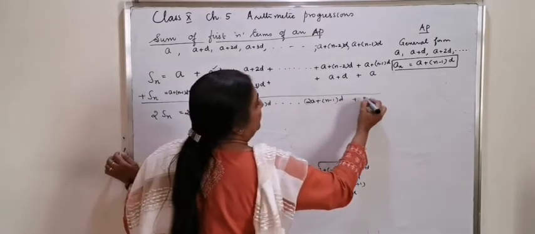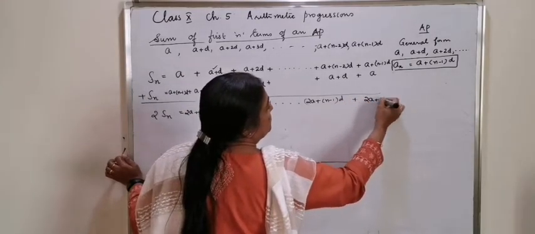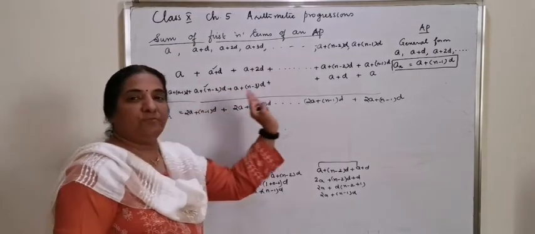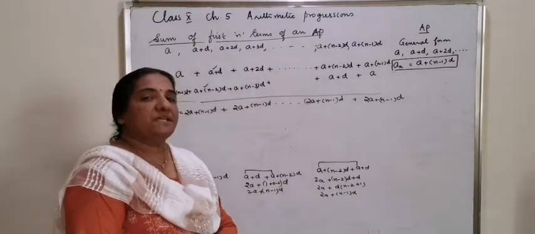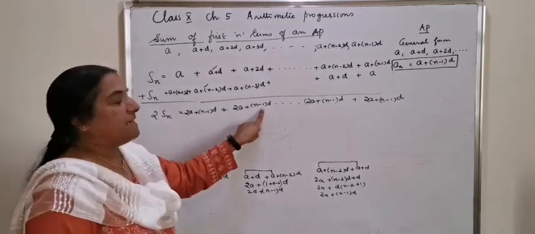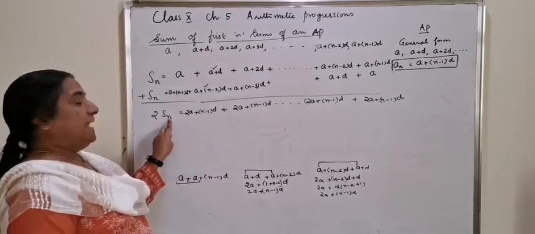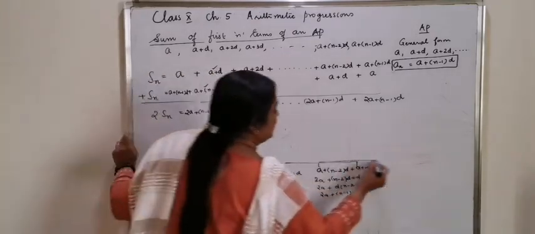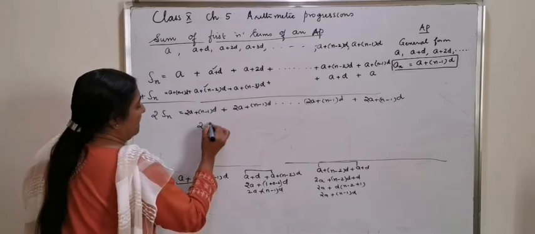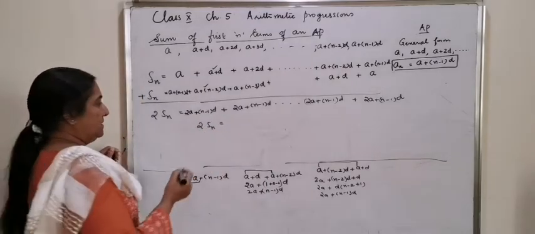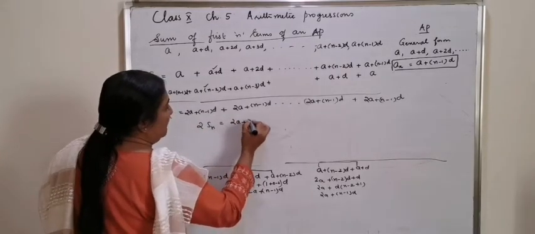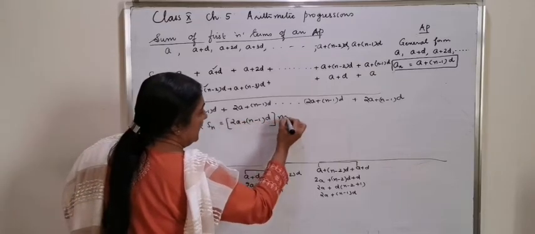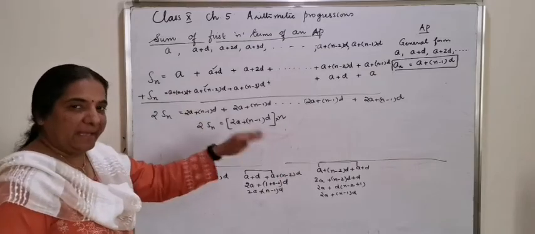So again plus 2a plus n minus 1 into d. As you saw in the previous example, 101 repeated 100 times. Here 2a plus n minus 1 into d is repeated n times. That is 2 times Sn. 2 times Sn is equal to 2a plus n minus 1 into d repeating n times, or into n.